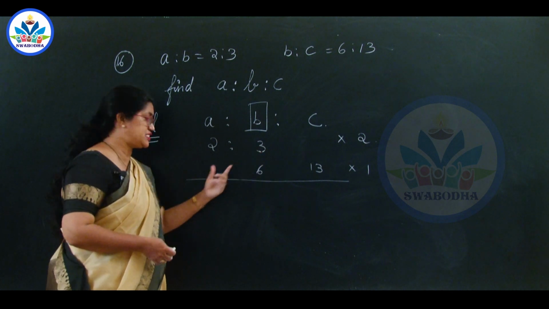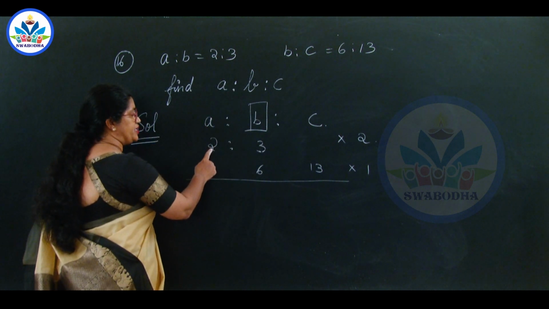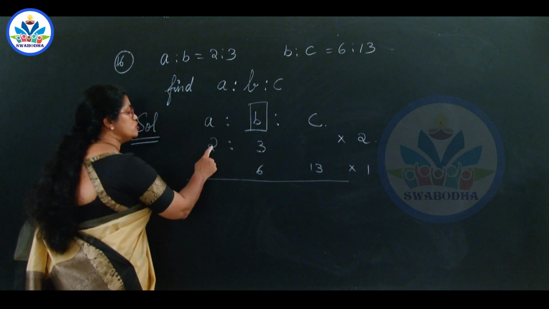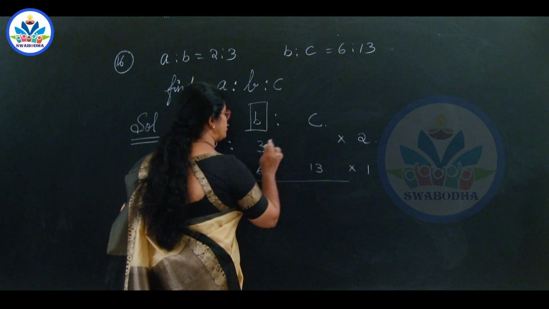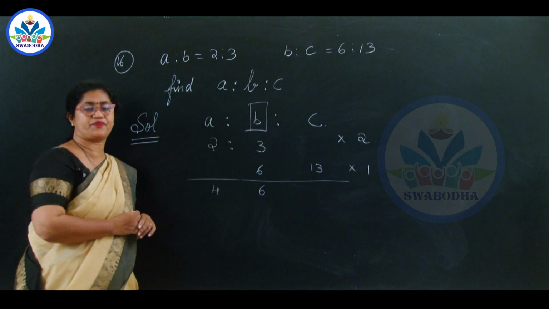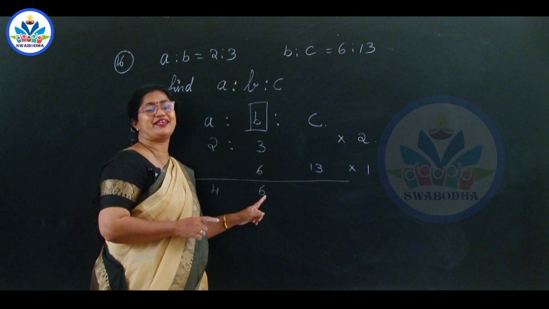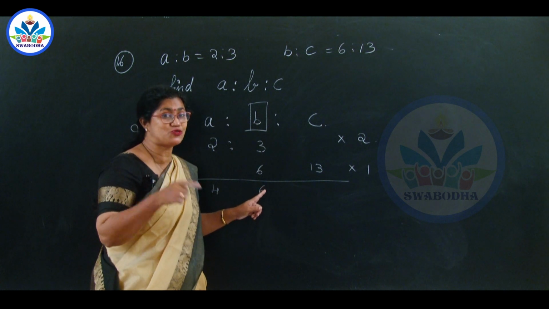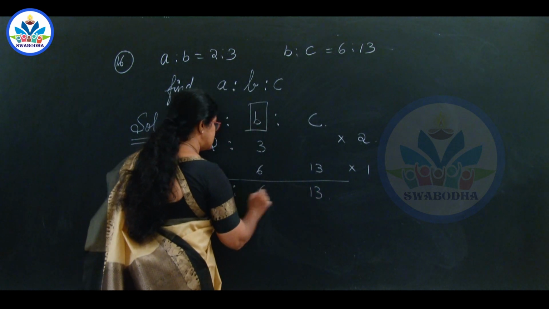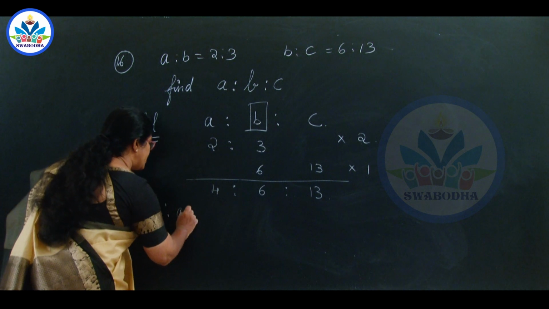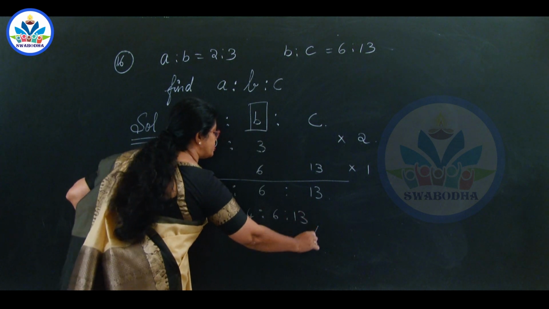Now when we are writing the answer, we are going to write it in only one row. Now look at A. It is 2 is to 3, but I am multiplying by 2. So 2 into 2 becomes 4. Now 3 into 2 is 6, so this becomes 6. Now come to the second row. It is again 6, so I can continue here itself. I need not go to the next row because it is the same answer. Now 13 into 1 is 13, and this gives me the answer. Therefore, A is to B is to C is equal to 4 is to 6 is to 13.